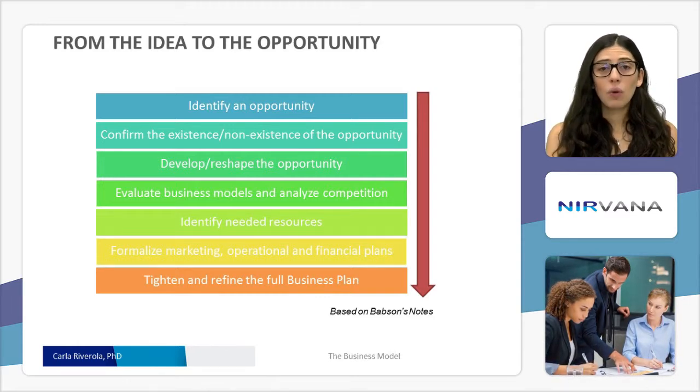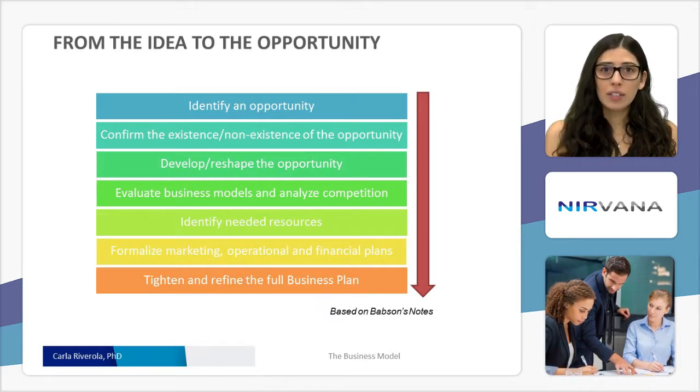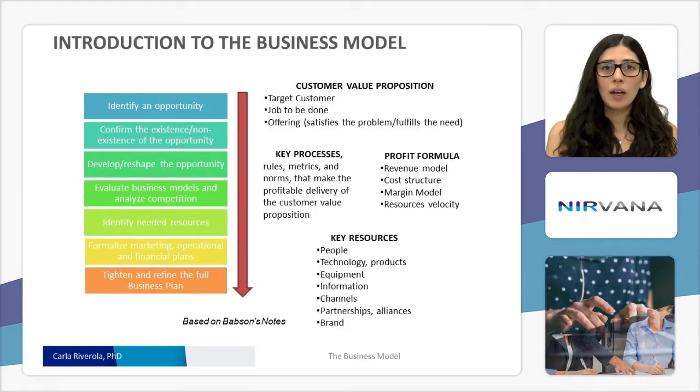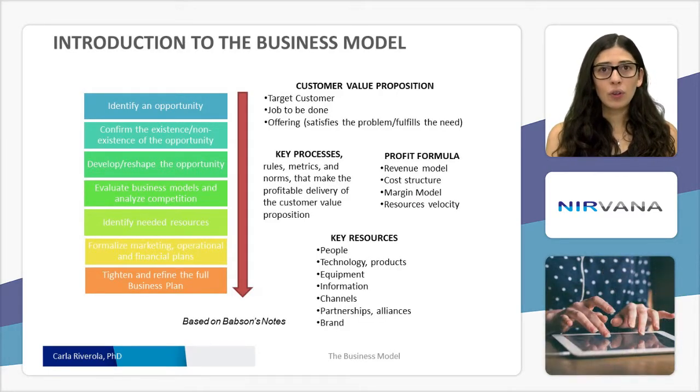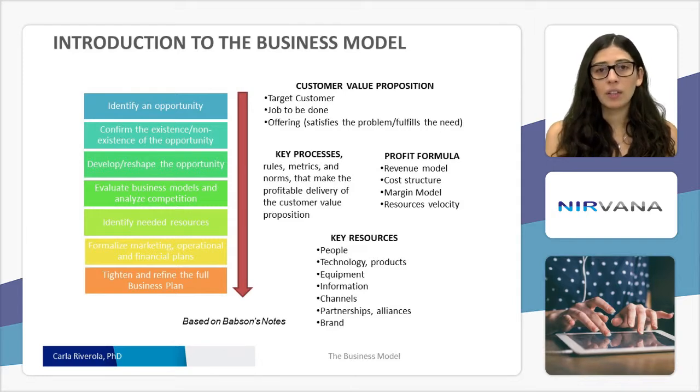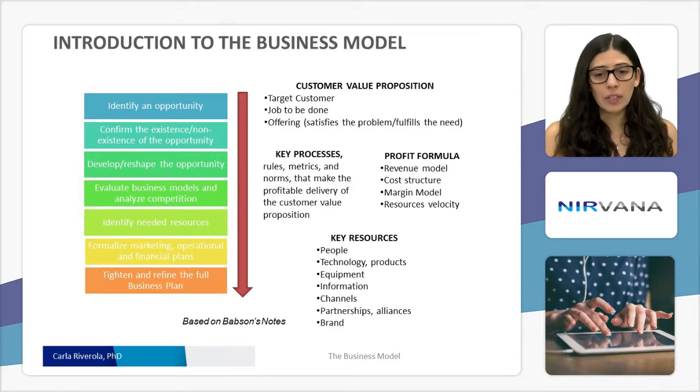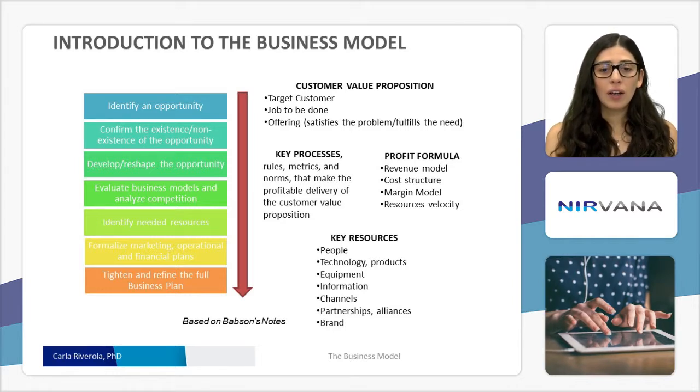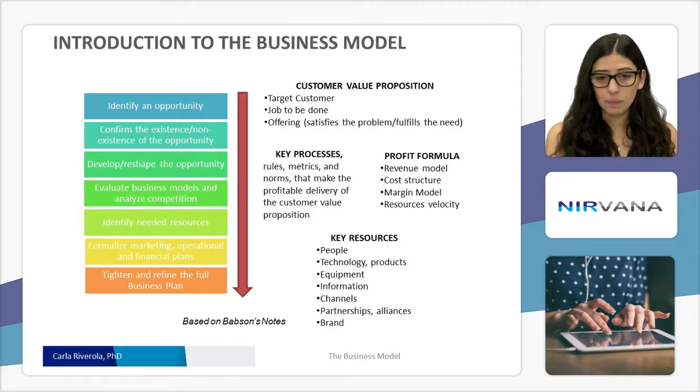In this session, what we're going to discuss is this middle stage of understanding and developing our business model. More precisely, this focuses on emerging from our value proposition, where we've already targeted the customer, we've identified the job to be done, and our offering that satisfies the problem and fulfills the need. And what we want to achieve is to identify the key processes, the profit formula, and the key resources.